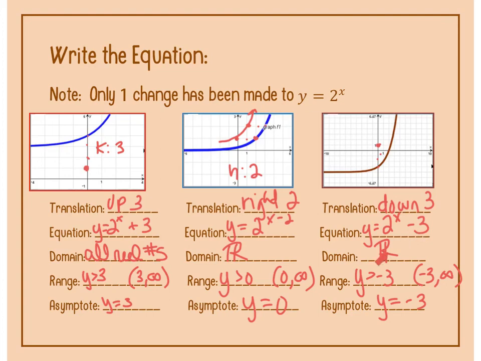Domain is all real numbers. Range, the lowest value it could be was -3, and it's going up forever. So -3 to infinity. And my asymptote is that -3. So even though it looks like it's going to touch it, guys, it's never, ever going to cross it. Remember that an asymptote is an imaginary line that your graph is never going to cross. Okay?